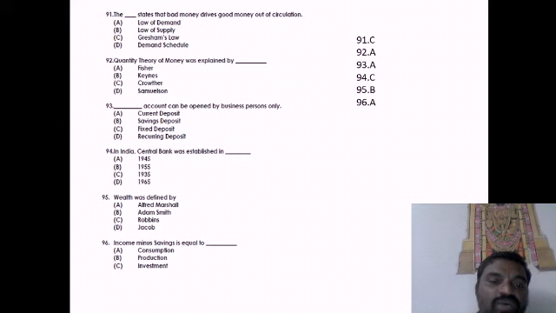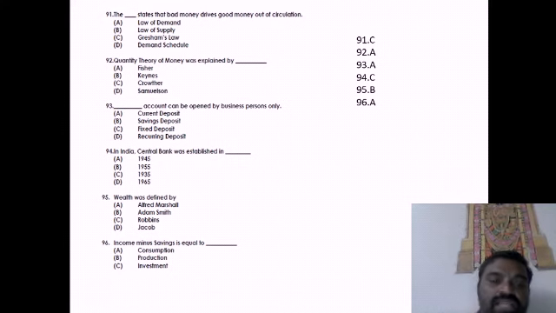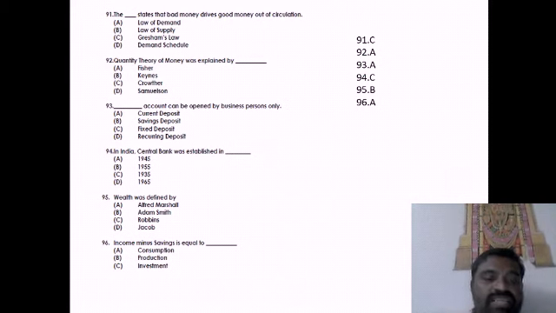In India, the central bank was established in which year? It was established in 1935, earlier to our independence. In 1935, this central bank was established. Now it is called RBI. Wealth definition was given by, we know, Adam Smith. Which definition was given by Alfred Marshall? Next, income minus savings is equal to our consumption.